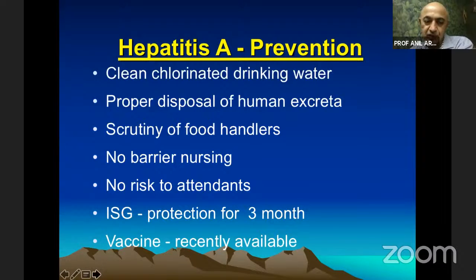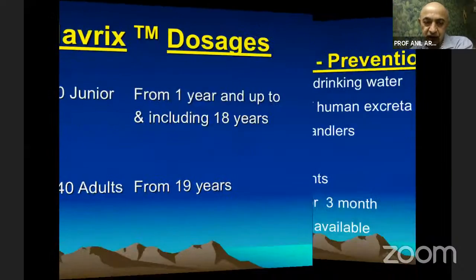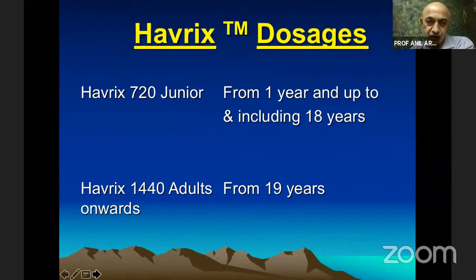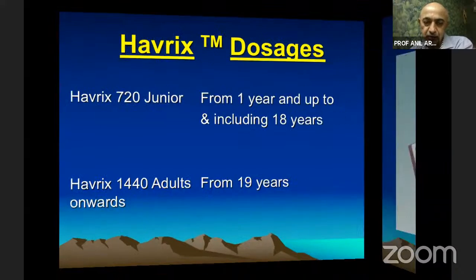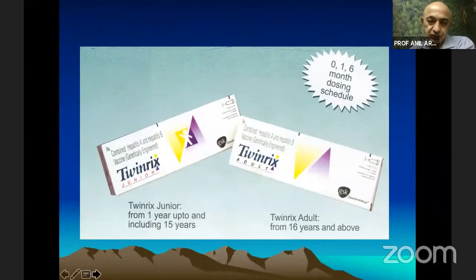A vaccine is available for hepatitis A, not recently but for the last many years. There are two forms of vaccine which are available, Havrix 720 for the children up to the age of 18 years, and Havrix 1440 units for adults, in the recommended doses as per the manufacturer's advice.